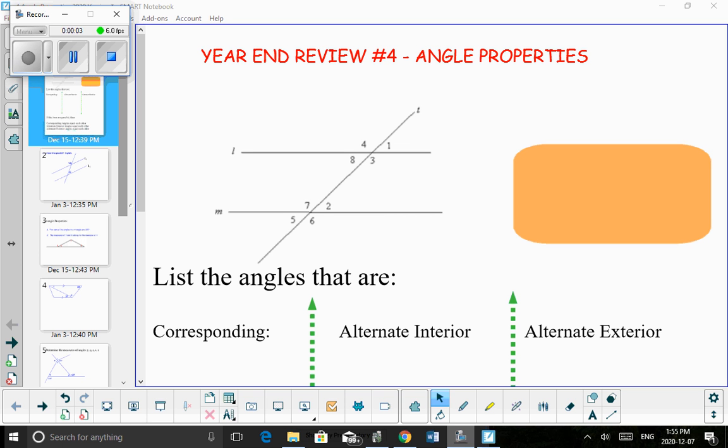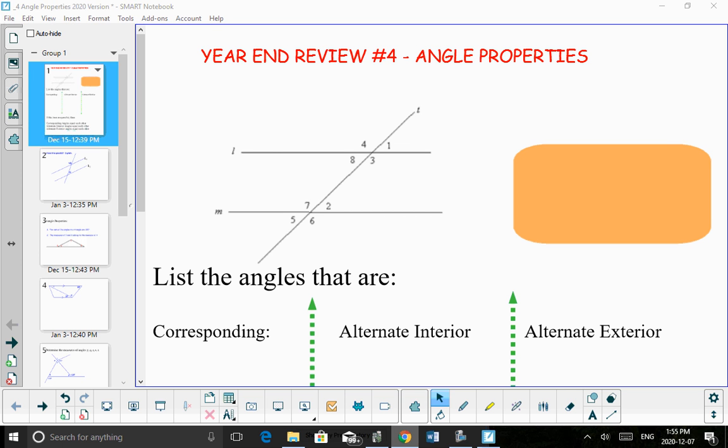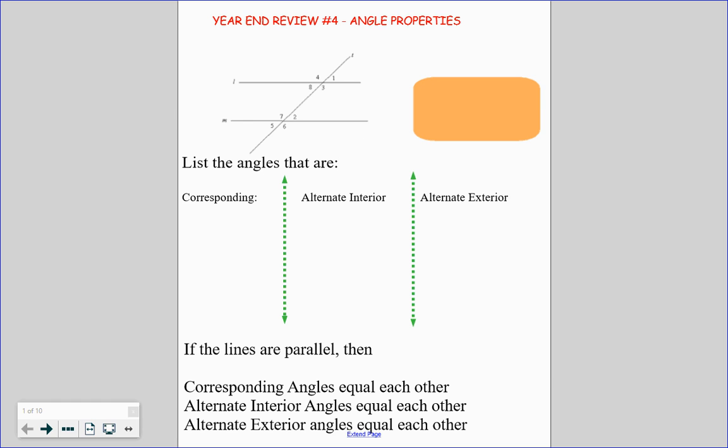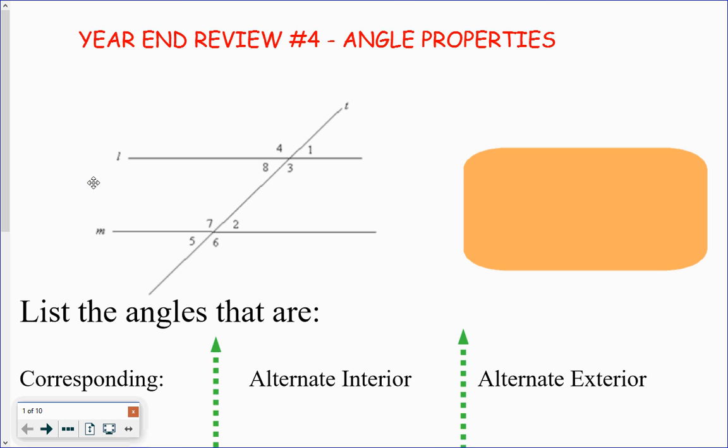Okay, let's move on to year end review number 4 now, and let's talk about our angle properties. So here we have two lines, and these lines are parallel to each other. And this line, the diagonal line that crosses them, is referred to as the transversal. So when we have a transversal cutting two parallel lines, we get 8 different angles that are created.